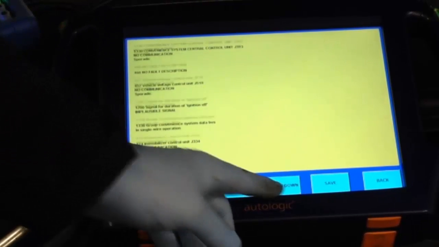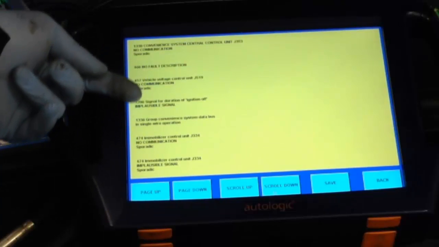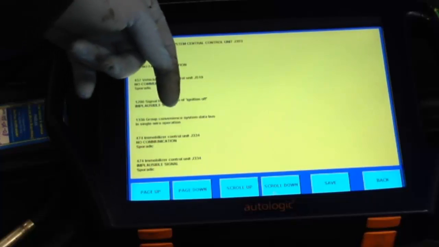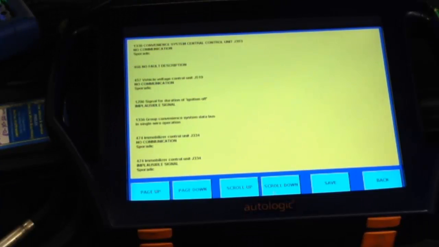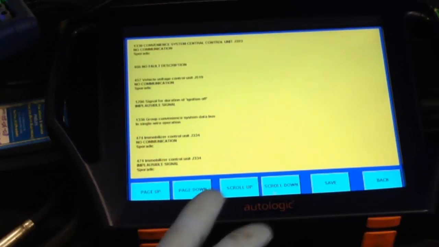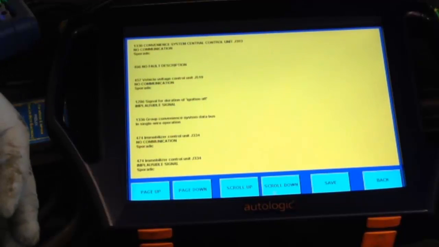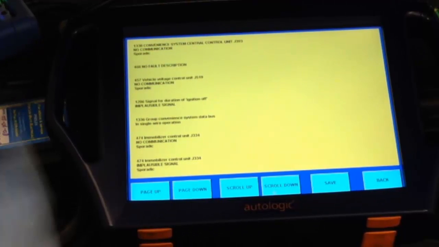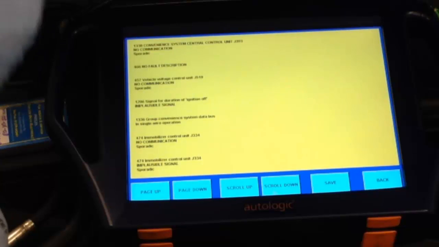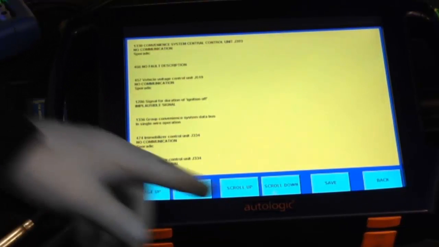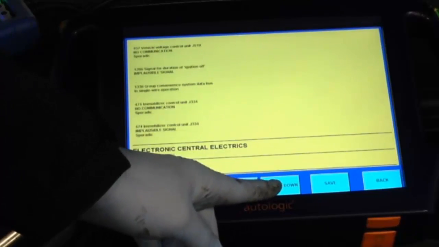Let's see what else we've got going down. Group convenience system data bus: convenience data bus in single wire operation. Again, that indicates we may have a wiring fault. CAN is great with 2 wires. Each of the messages on both wires is duplicated, so if we lose one channel or one line of the data bus, it will work in single wire mode, and single wire mode is set as a fault code. So again, we've got an indication that we may be looking for a wiring issue.